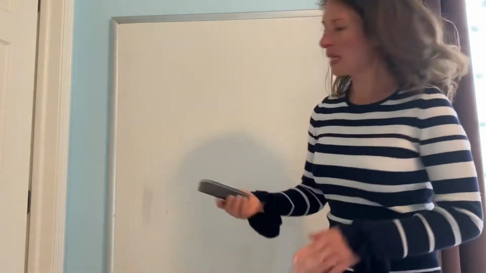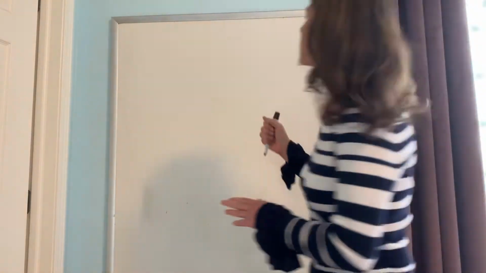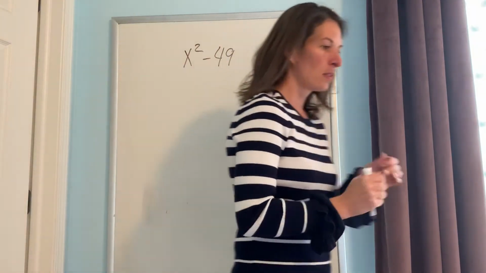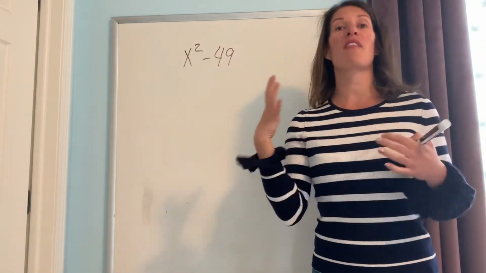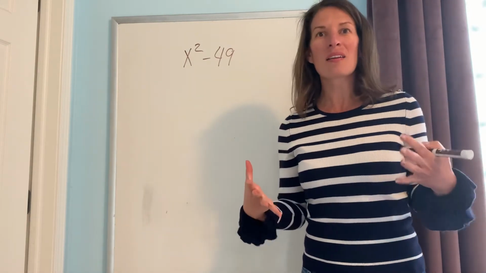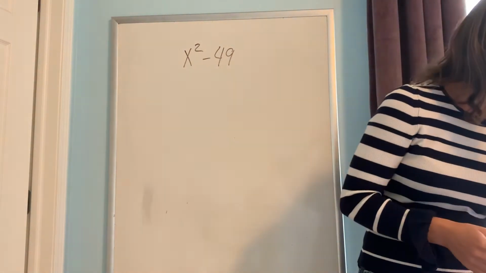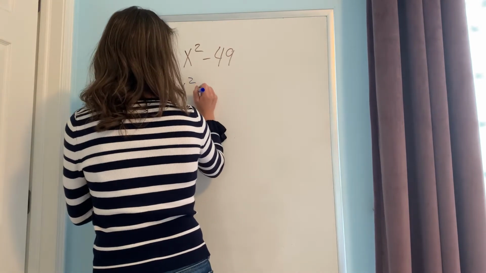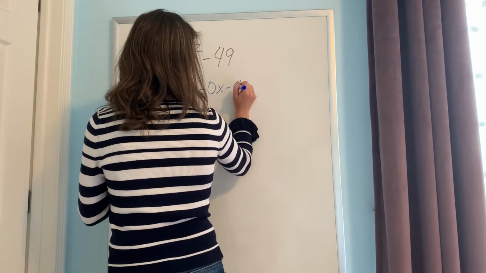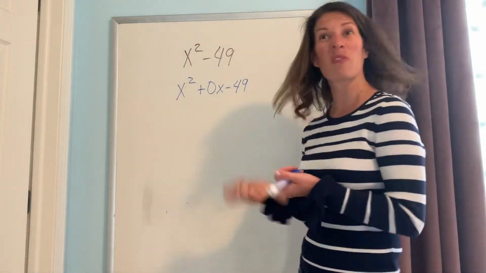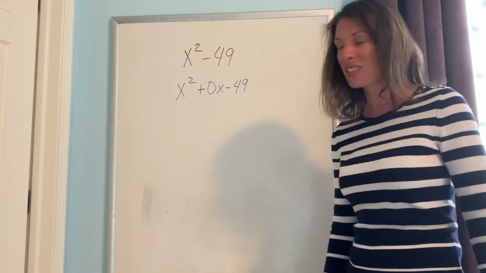All right, let's do the next one. The next one on your list is x squared minus 49. Again, do I have a b term? Do I have a middle x term? No. What number is associated with nothing? 0. So we're going to rewrite this as x squared plus 0x minus 49. Fantastic. We have no greatest common factor because we have a 1 and a 49. There's nothing that can come out of that.